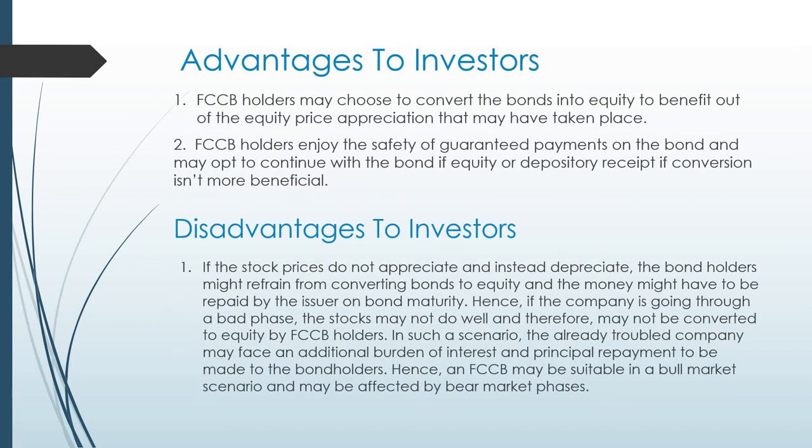So, the advantages to investors. Why would investors invest in FCCBs if there are no advantages to them? The main advantage to investors is that FCCB holders may choose to convert the bonds into equity to benefit from the equity price appreciation that may have taken place. So if the conversion price was set at 100 rupees earlier and now the stock price is 200 rupees, that 100 rupees would be direct profit for FCCB holders.